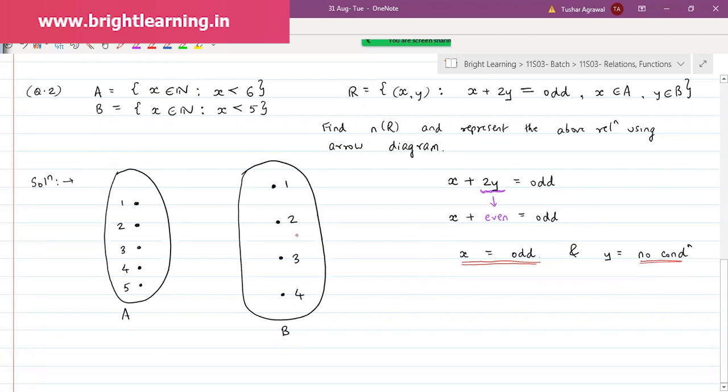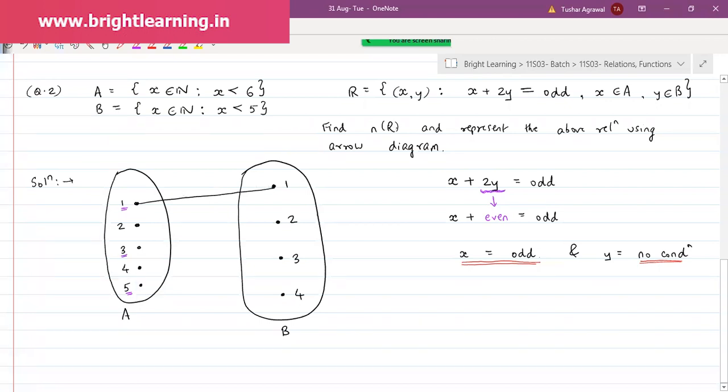Now what are the possible values of x? X can be 1, x can be 3, x can be 5. Only 1, 3, 5 will get paired up. With whom will they get paired? With all the elements in B, because there is no condition on y. So in the arrow diagram, I will just draw.